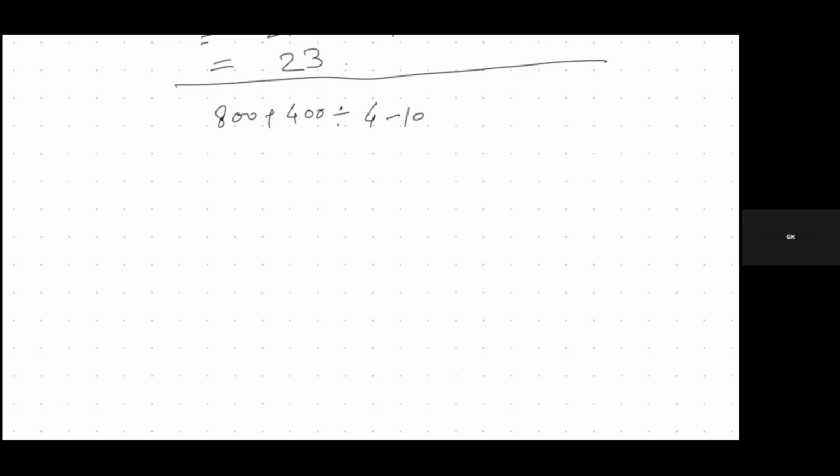There are three activities to be carried out in this particular expression. First is the division, that is 100. So again, we carry forward the rest of the numbers: 800 plus 100 minus 10. This comes to 900. And the second part, minus 10, brings the answer to 8.